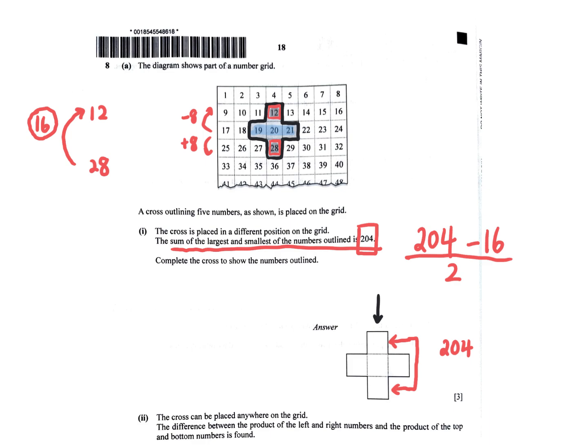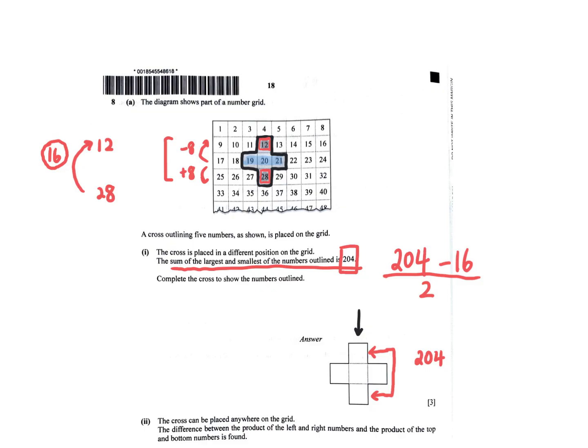So what is the number? Because the difference between the two numbers is 16, I'm trying to find the middle point. When I halve it, I get the number in the middle. Yeah, it's usually like that. How should I explain it? Okay, 12 plus 28 divided by 2 gives me 20.